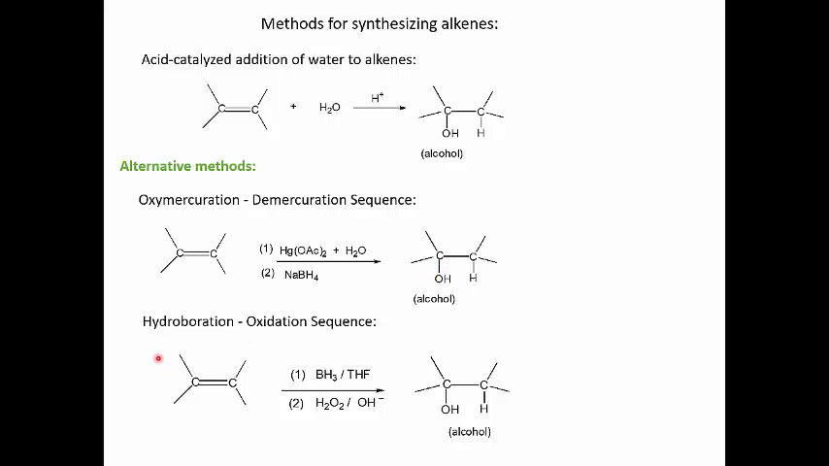The second alternative method is called hydroboration-oxidation. In this sequence, the first reaction is addition of borane, BH3, to the CC double bond to form an organoborane compound. The compound is not isolated. Instead, it's oxidized with hydrogen peroxide. In this oxidation, the boron is replaced by OH, forming the final product, an alcohol.